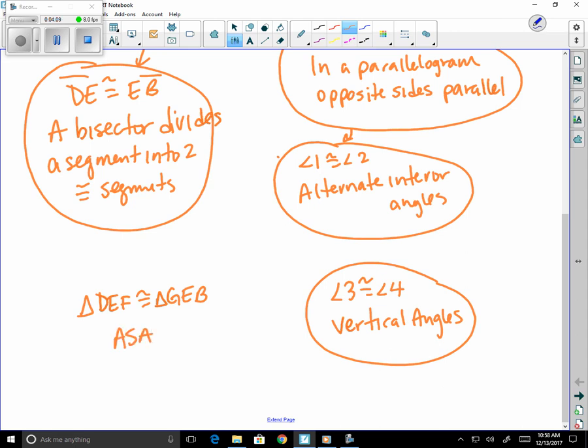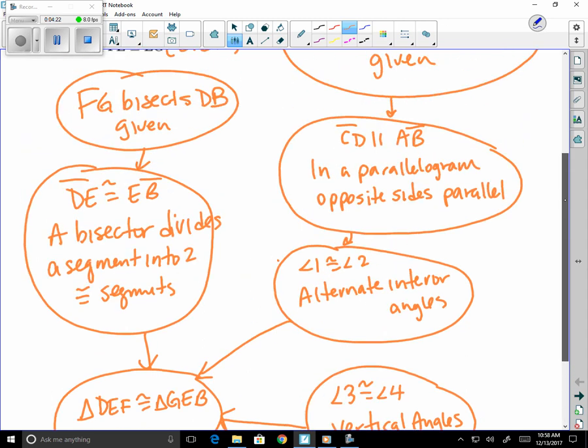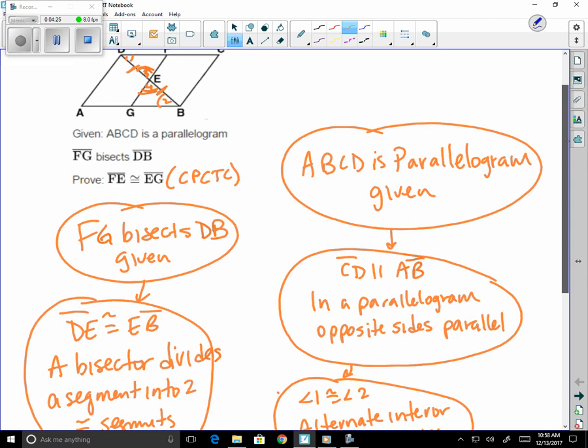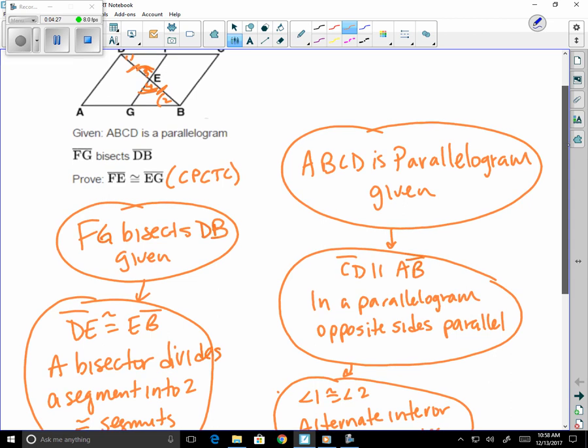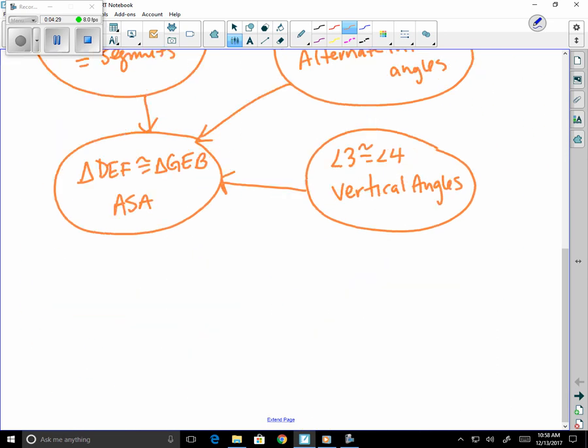If I look at what I labeled in my picture, I see the angles that are congruent and the set of sides that are congruent, and I notice that the set of sides is in between the set of angles. Now that I know that both triangles are congruent to each other, I know all of their corresponding parts are congruent, so I know FE and EG are congruent. By CPCTC. So again, this is just a triangle proof in disguise.